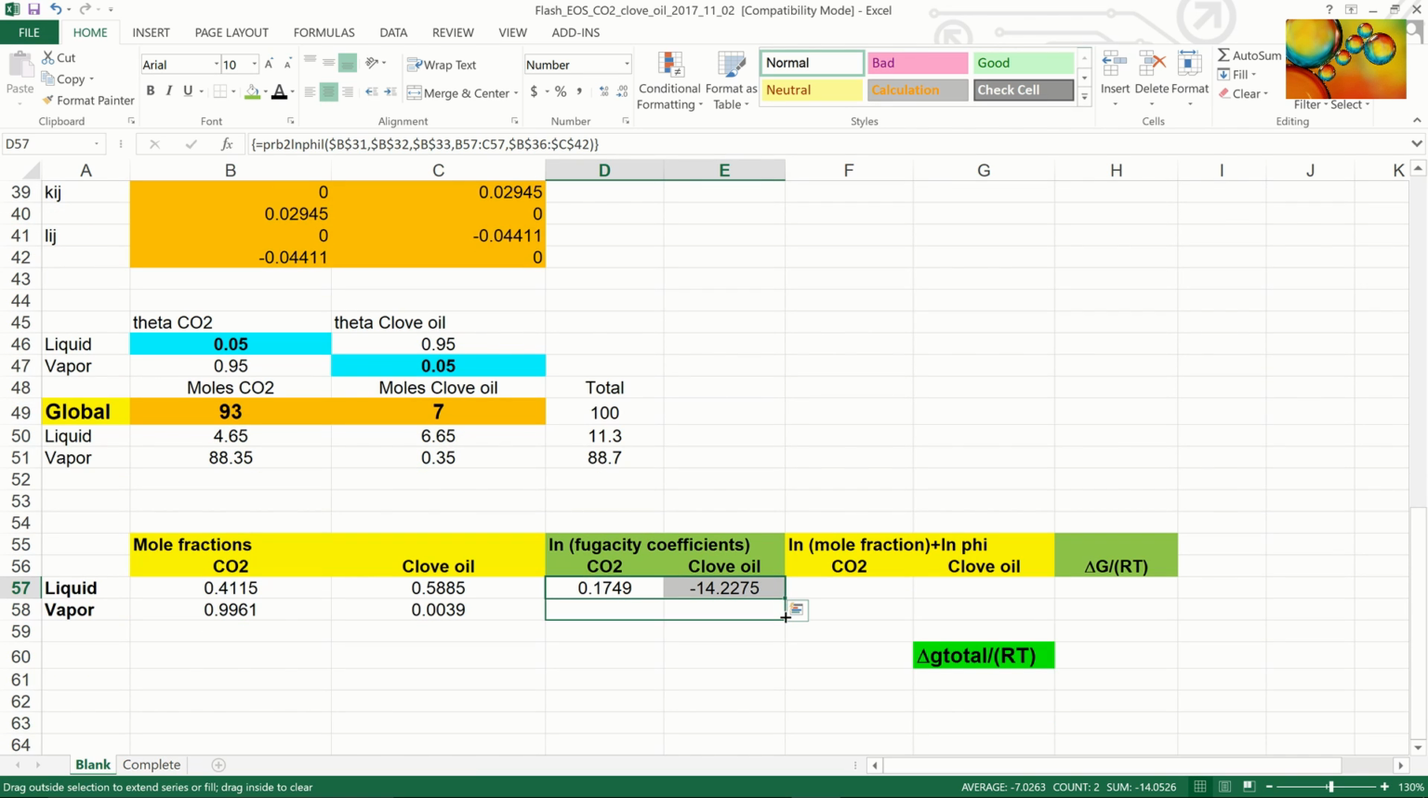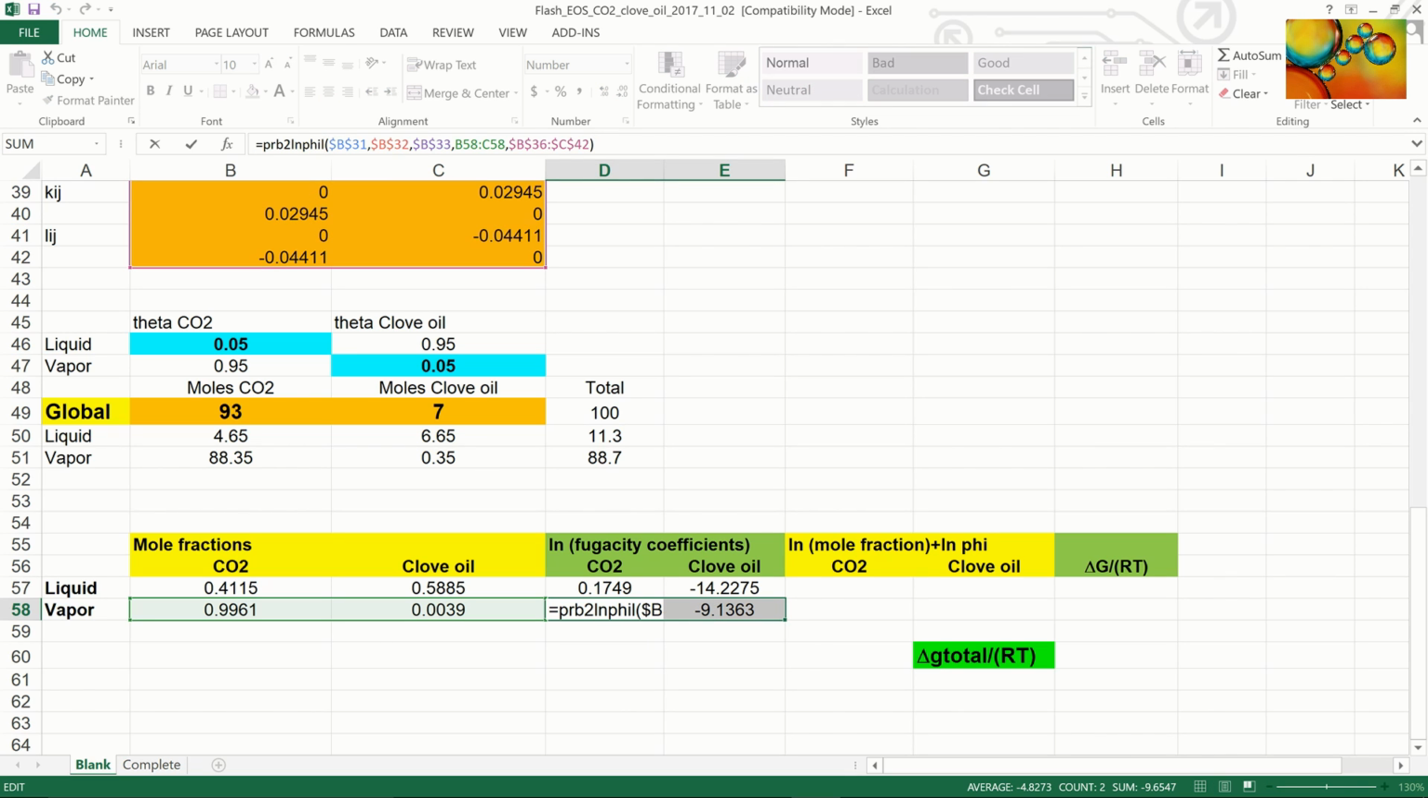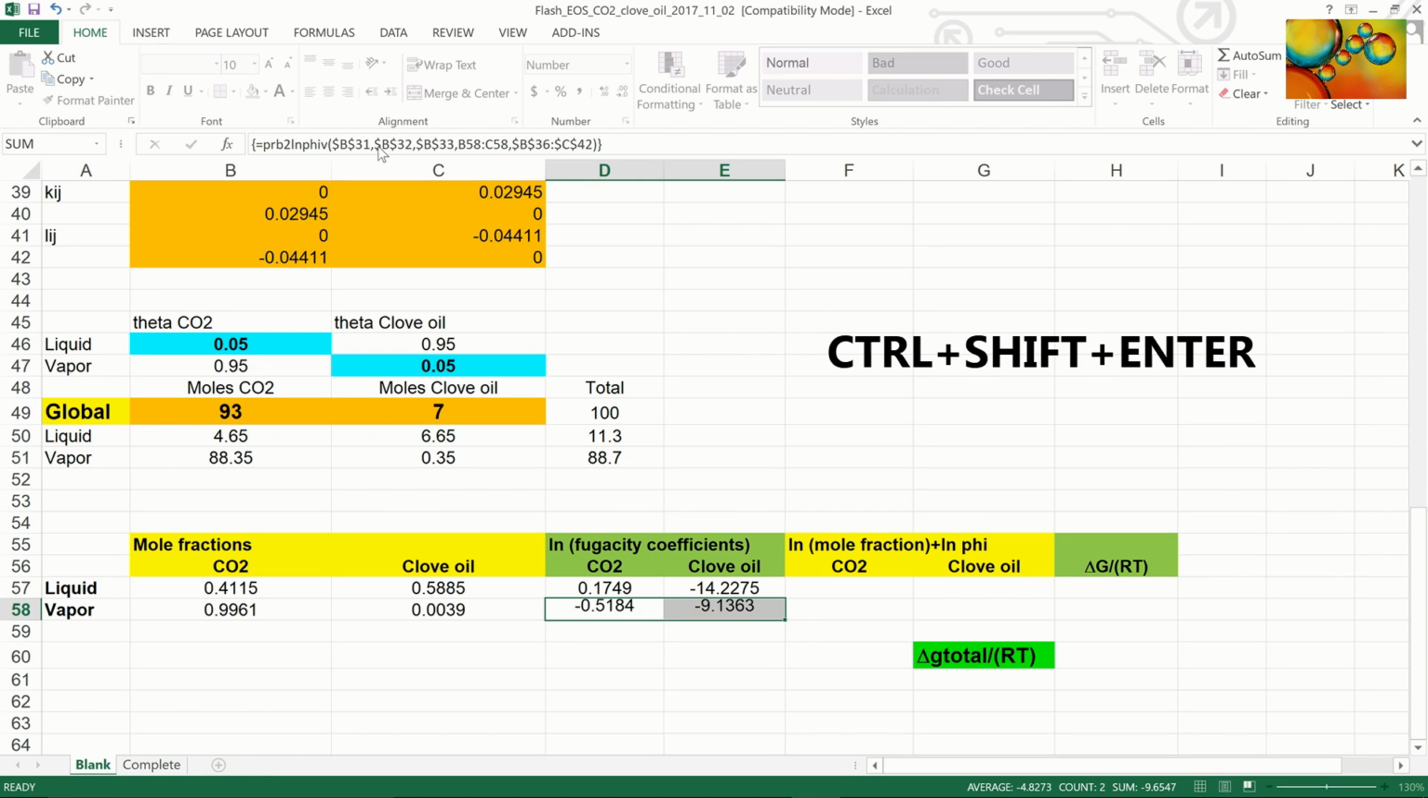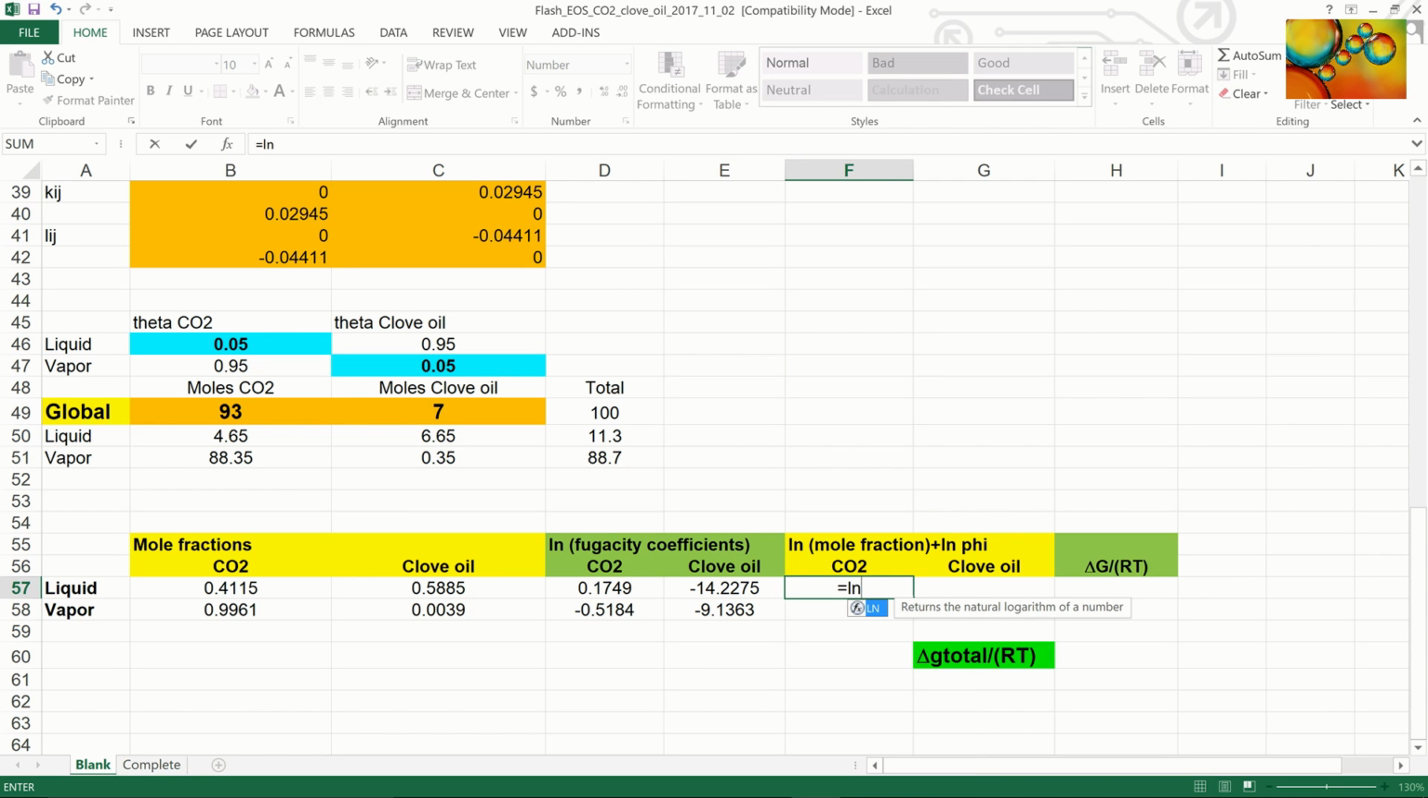We drag down, and now we do some little editing to change ln phi L to phi V to get the properties of the vapor phase, and again Ctrl, Shift, Enter. Now we add the logarithm of the mole fraction to the logarithm of the fugacity coefficient, and we do this for all components in all phases.